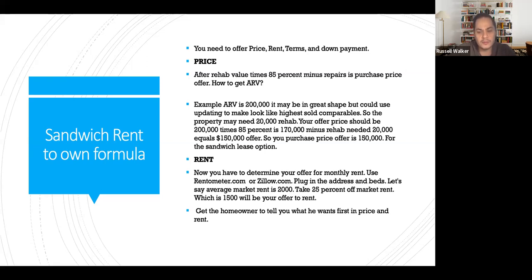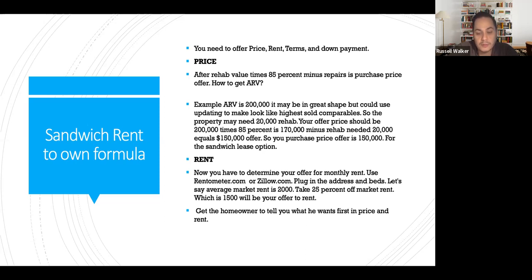Get the homeowner to tell you what he wants first in price and rent. Some of these deals, we don't have to negotiate with them. Some of them are good deals right off the bat. Like, we've gotten some really good sandwich rent to owns from properties listed on Zillow for rent, and the number for rent was already a good deal. For example, they put it on the market for 1,600 when we see that market rent's like 2,200. If you see that, that's a super hot lead.